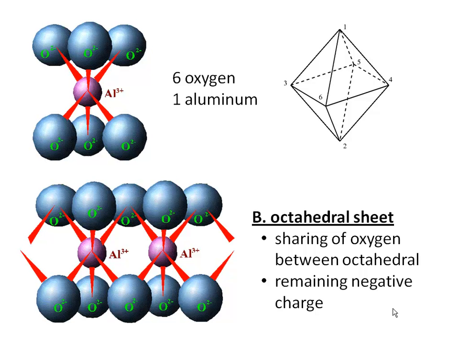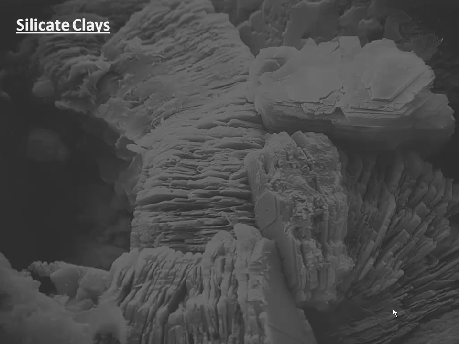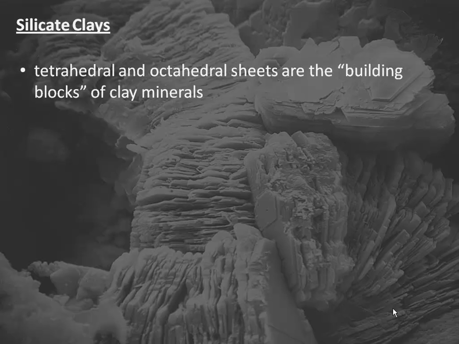So we have a tetrahedral sheet, which contains 4 oxygen atoms and 1 silicon atom, and then we have the octahedral sheet, which is 6 oxygen atoms and 1 aluminum atom. Regardless, in both sheets we have a remaining negative charge, and it's these 2 sheets, the tetrahedral sheet and the octahedral sheet, which are going to become the foundational building blocks for our clay minerals. So for our silicate clays, the tetrahedral and octahedral sheets are the building blocks.